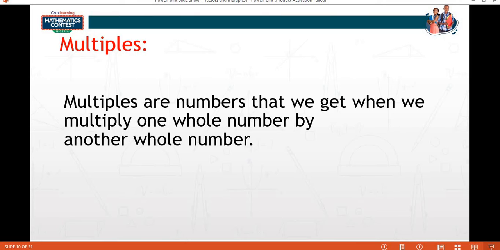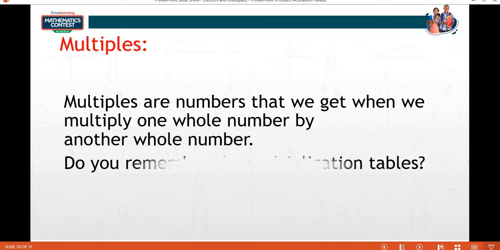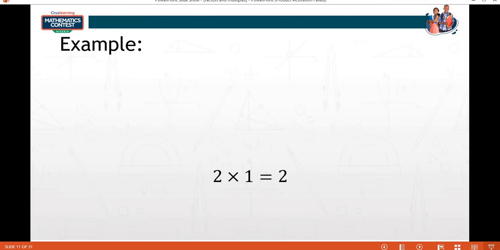Okay, good. Next we look at multiples. Multiples are numbers that we get when we multiply one whole number by another number. When you multiply a number by another number, you keep multiplying by whole numbers, you get multiples. Do you remember your multiplication table? They are filled with multiples. Let's look at one of what we have on our multiplication table.